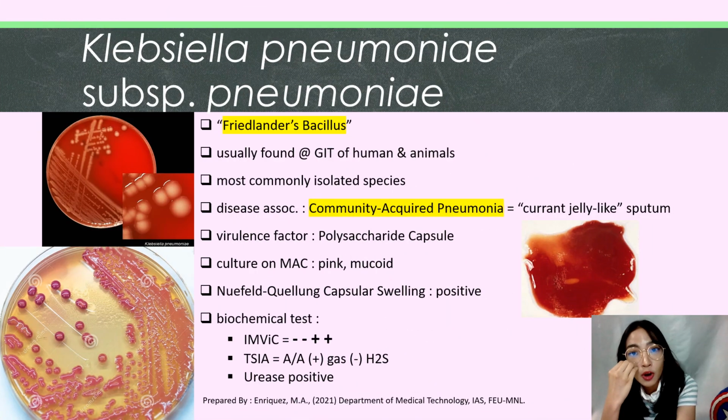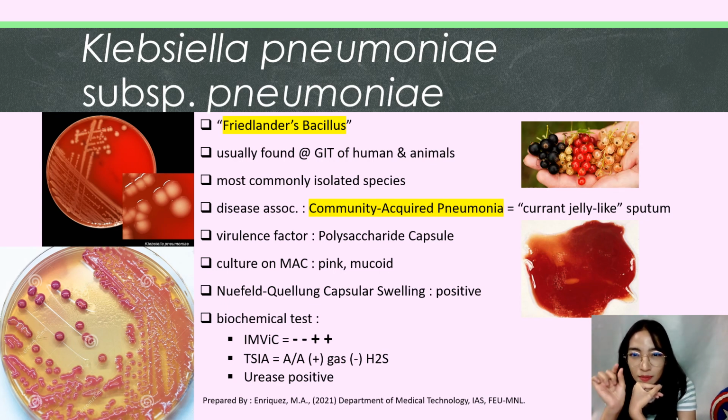Next organism na po, Klebsiella pneumoniae subspecies pneumoniae. So the common name for this is the Friedlander's bacillus. This is the most commonly isolated species of Klebsiella. Now, Klebsiella pneumoniae subspecies pneumoniae is the causative agent of community-acquired pneumonia, which is characterized by expectorating a currant jelly-like sputum. So currants, these are a type of small berries.